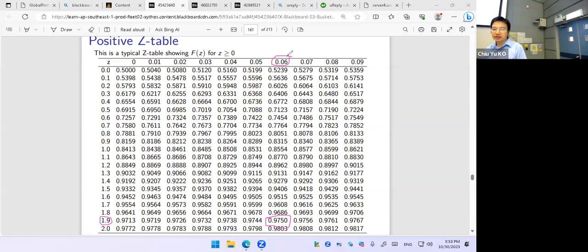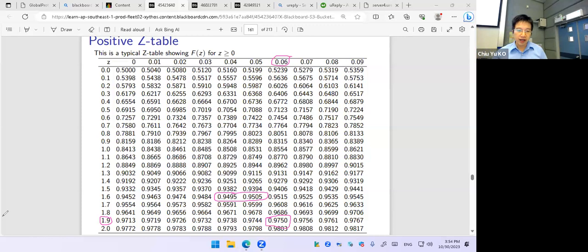Right, if 95%, then you will be this one, right? And if 90%, that would be somewhere here, 1.645. And if 99%, then you will be somewhere in this area. But anyway, this is the way we do it. Of course, you can do NORM.S.INV and put 0.975, and you're done.